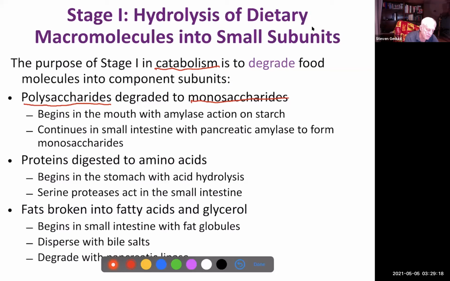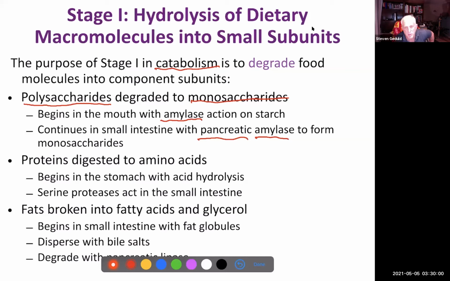Okay, it begins in the mouth. The mouth has what's called amylase. This is an enzyme, and it starts to digest carbohydrates. So it begins in the mouth with amylase action on the starches. It continues in the small intestine. After it goes to the stomach, from the stomach it goes to the small intestine, with the pancreas. The pancreas produces amylase to form monosaccharides. So it starts in the mouth, breaks down into smaller sections, goes through the esophagus and stomach to the small intestine. Once in the small intestine, pancreatic amylase cleaves each unit into monosaccharides.